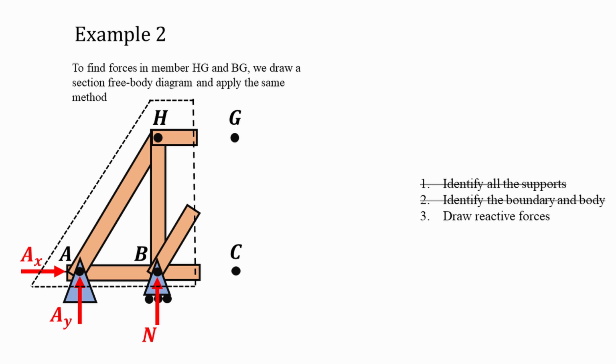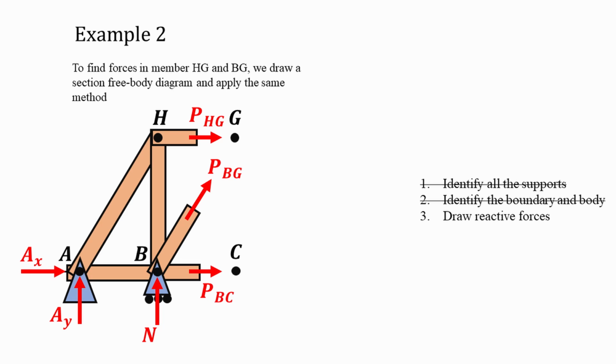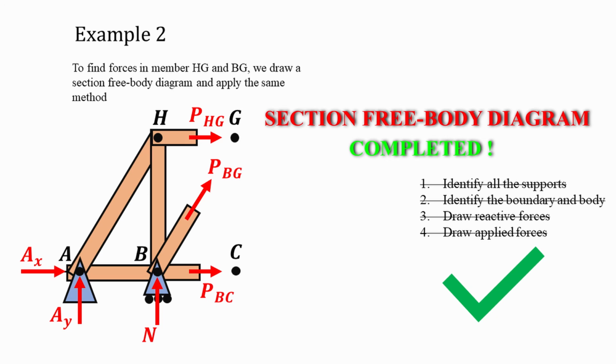Step 3. Draw reactive forces. We already identified reactive forces at pin A, and this time roller B is also contained in the boundary. Forces in the members that are on the boundary become external forces as PHG, PBG, and PBC. Step 4. Draw applied force. Again, there is no applied force in the boundary, so we are done.